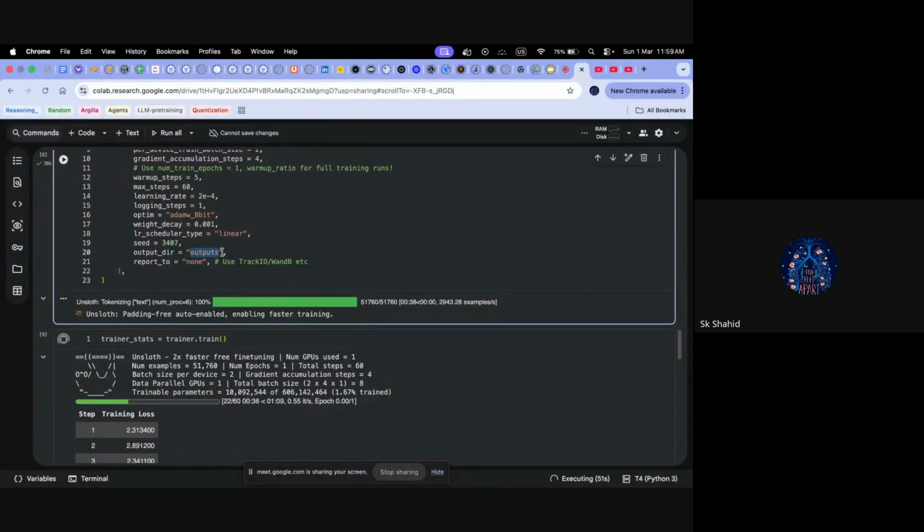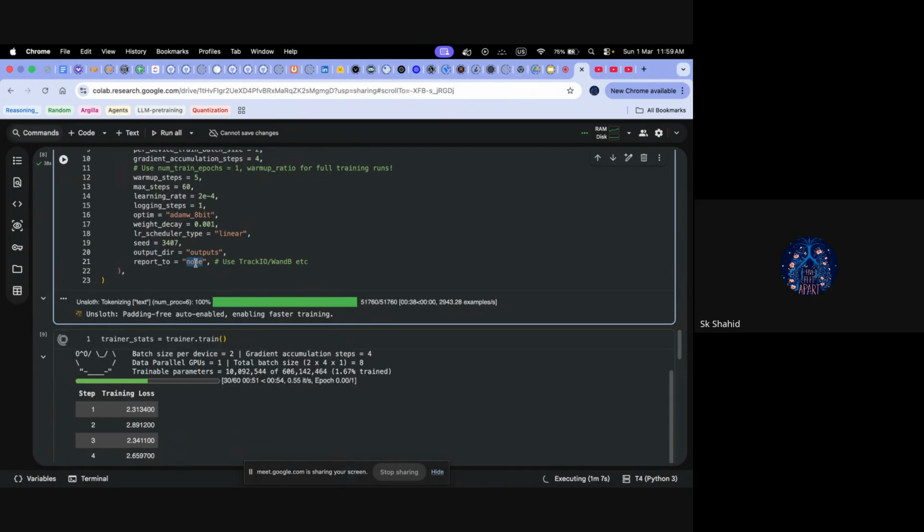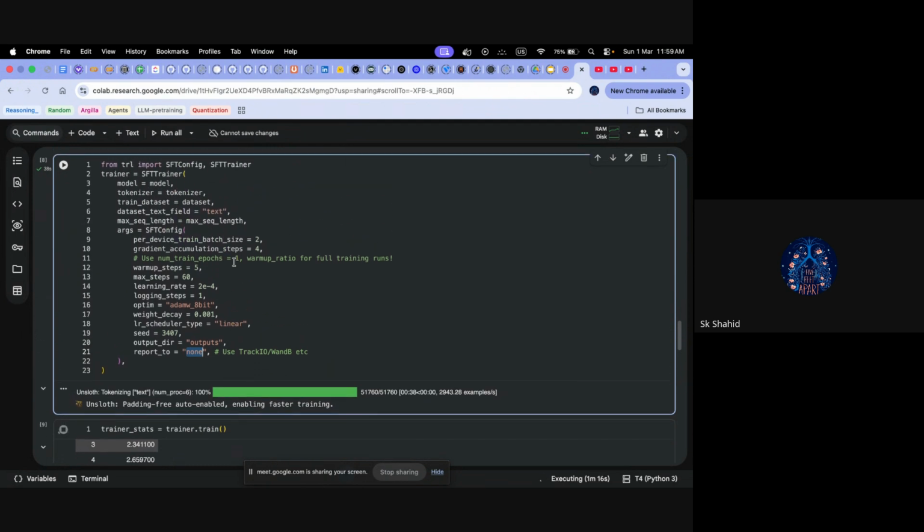And we also pass the directory where we want to store our updated weights, checkpoints, and those calculated gradient weights. Report to will give you the visualization. Either you can give Trackio or Weights and Biases. So here you need to give the project path of your Weights and Biases. All of those losses that we are seeing here will get logged into Weights and Biases for later reviewing and checking.